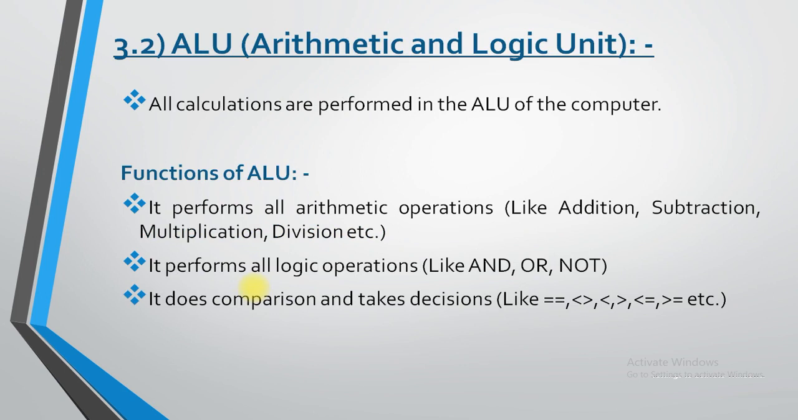Next is the ALU. Naturally, the ALU is related to performing different kinds of calculations. So the function of the ALU is to perform arithmetic operations like addition, subtraction, multiplication, division, etc. It is also called the logical unit, so naturally it performs all the operations related to logic, and logic means what? AND, OR, NOT. Again, we will see this in detail when it comes. The last is comparison and taking decisions.